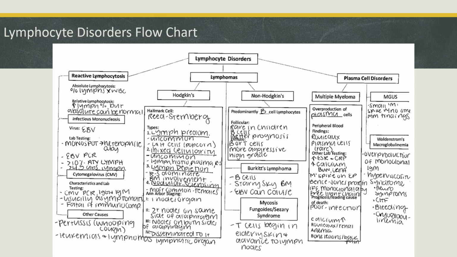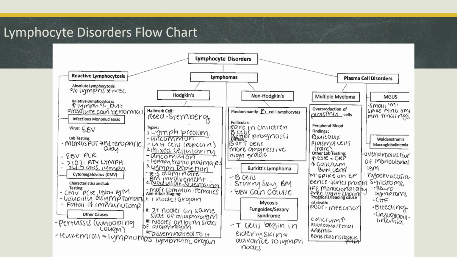All right, moving on to our lymphomas. We are going to divide our lymphomas into two categories: Hodgkin's and non-Hodgkin's. Ultimately, our hallmark cell for a Hodgkin's lymphoma is a Reed-Sternberg cell, and of course that does come in variants, but the rule of thumb is a Reed-Sternberg cell or one of its variants has to be present in order to categorize it as a Hodgkin's lymphoma.